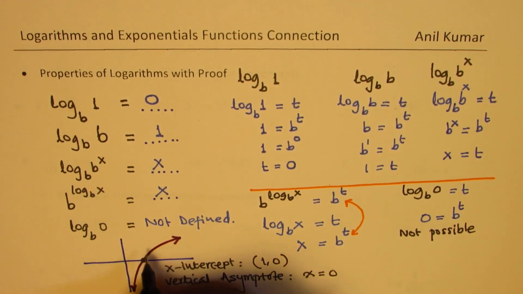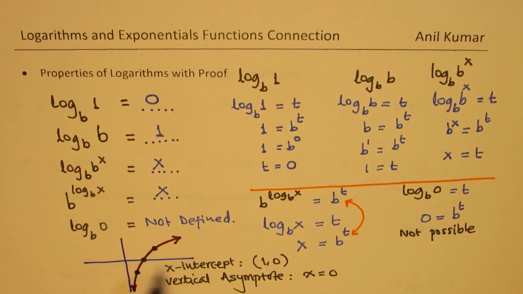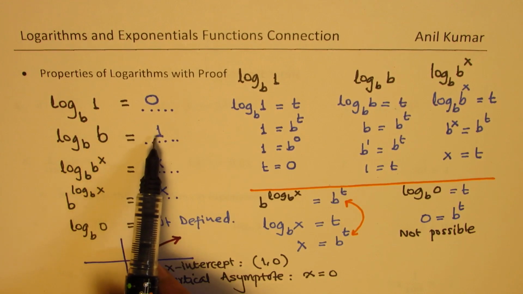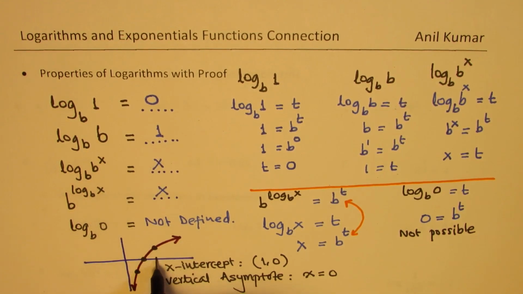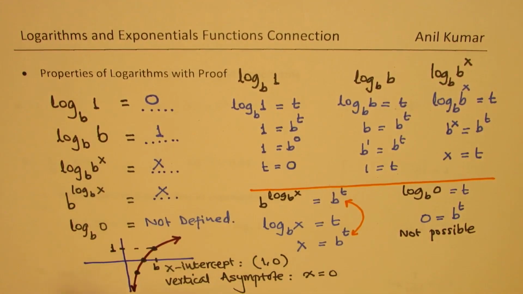And now let me also take help of 2 other points which are very critical. Those 2 points, which we'll use in graphing later, are related to your base. What we learned from here is that log b of b is 1. So if this point is b, then that point here will be 1. That is what we are trying to say.